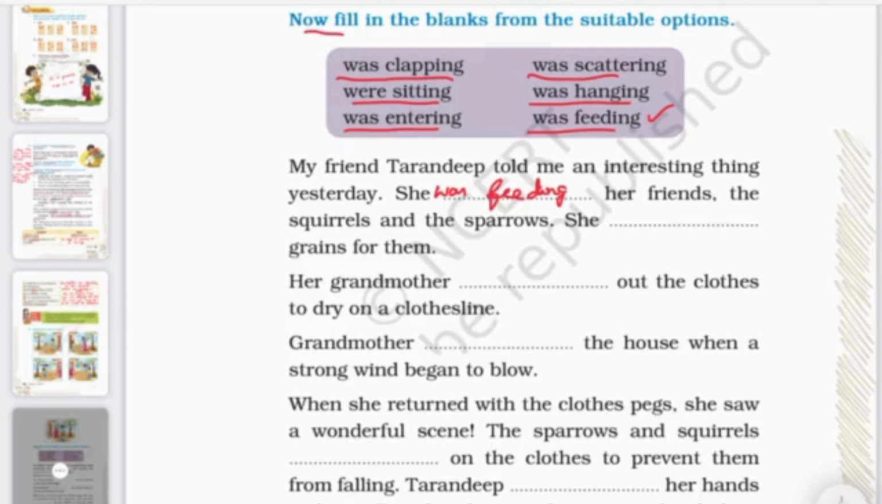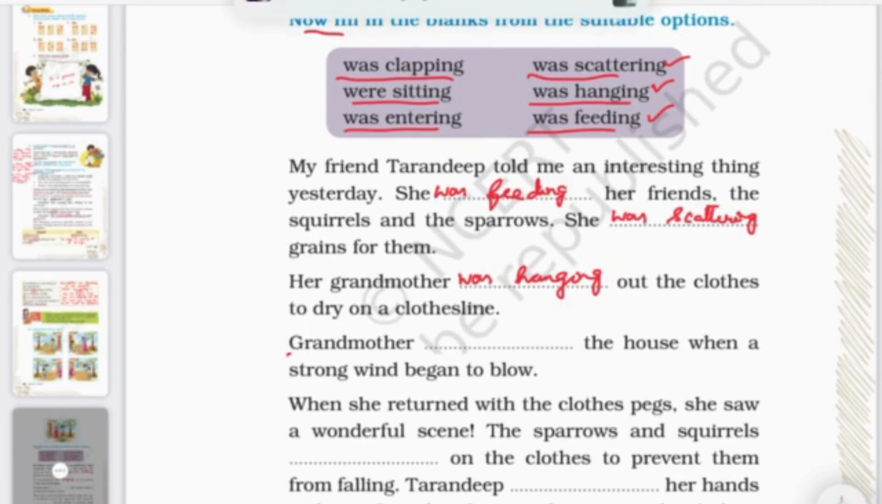Next, she was scattering grains for them. Scattering means spread. She was scattering grains for them. At the time, her grandmother was hanging. We want to use the word hanging. Her grandmother was hanging out the clothes to dry on a clothesline.